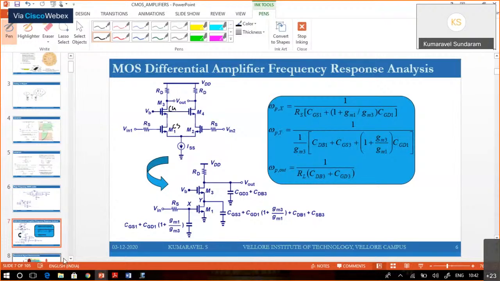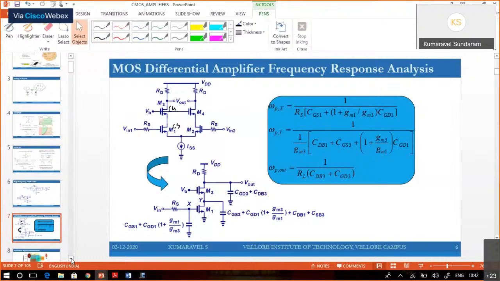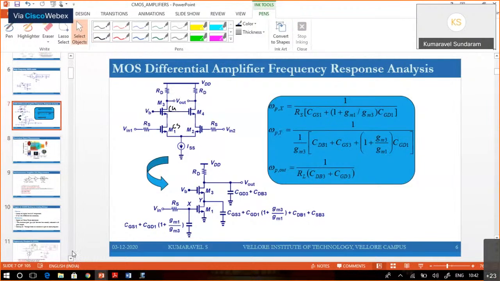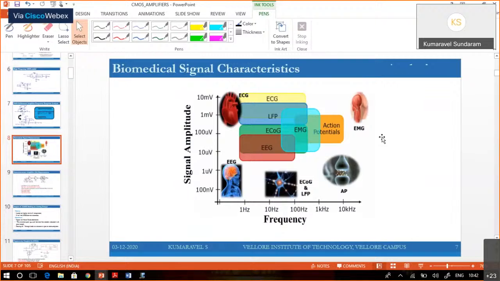Okay, 3 poles are. This is just for our understanding. Okay, how to identify the poles in the circuit and how to get the expression of the pole frequency. So now coming to the actual concept of today's discussion, we are going to study the design of analog front-end modules for biomedical application.